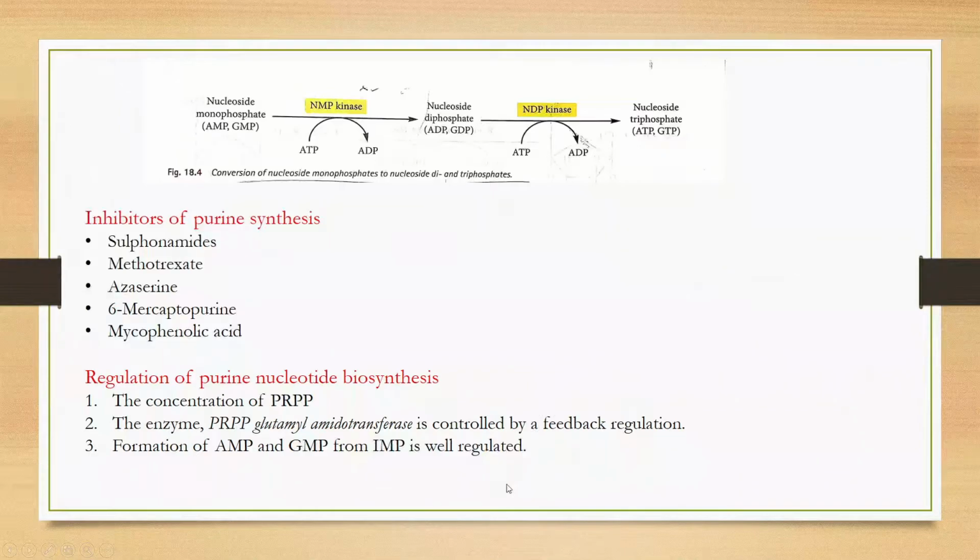It should be noted that the various energy releasing reactions drive these kinase reactions further. ADP is converted to ATP primarily by oxidative phosphorylation and also by reactions of glycolysis and the citric acid cycle, by substrate level phosphorylation.